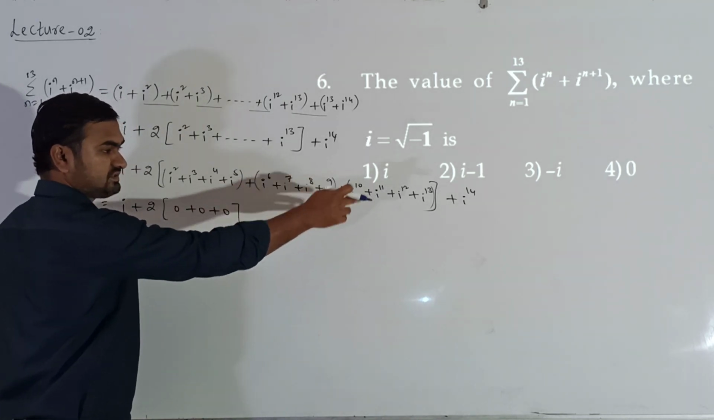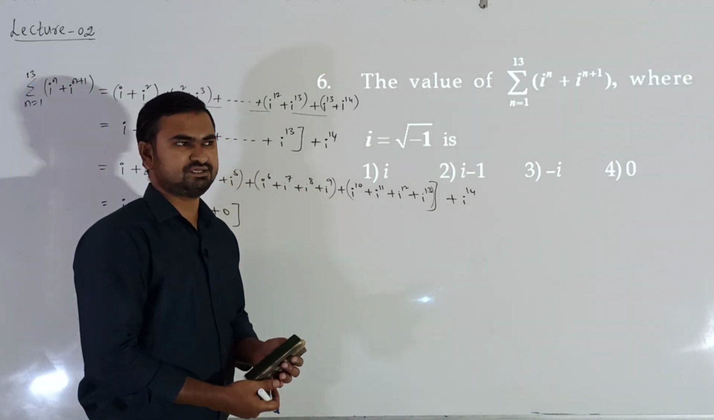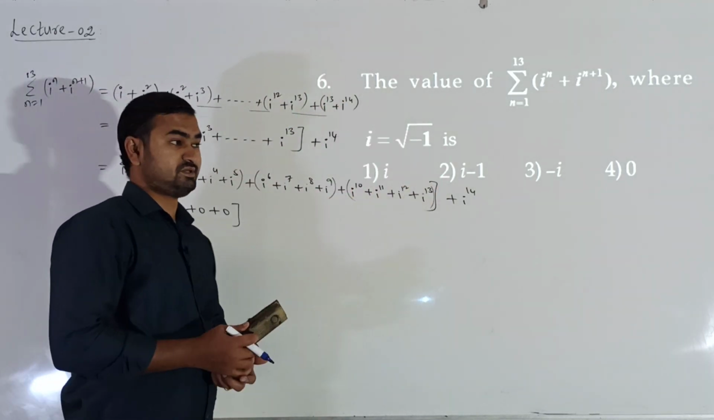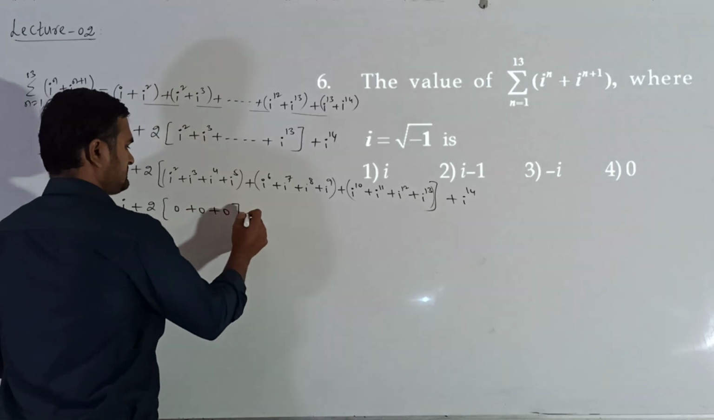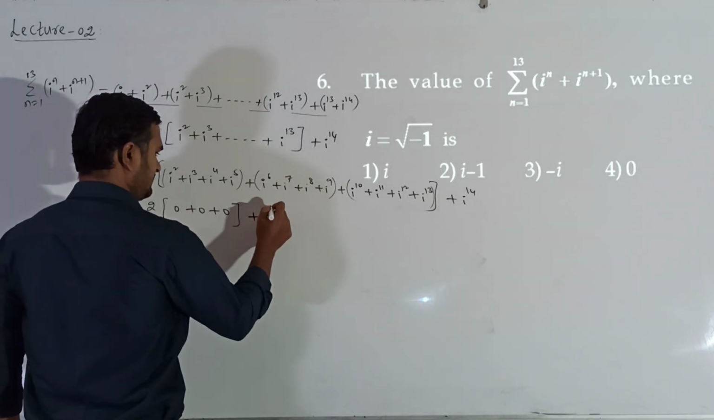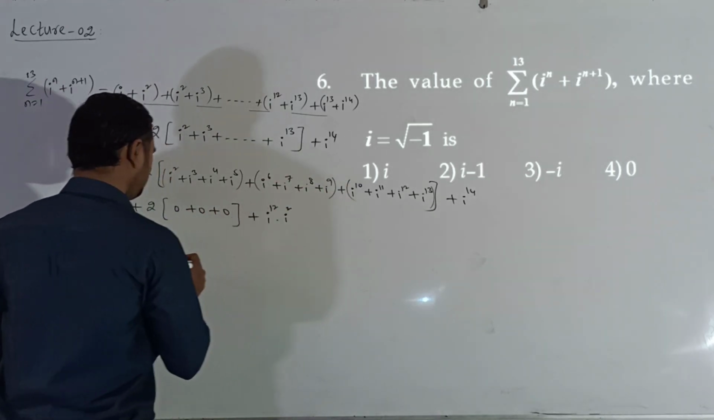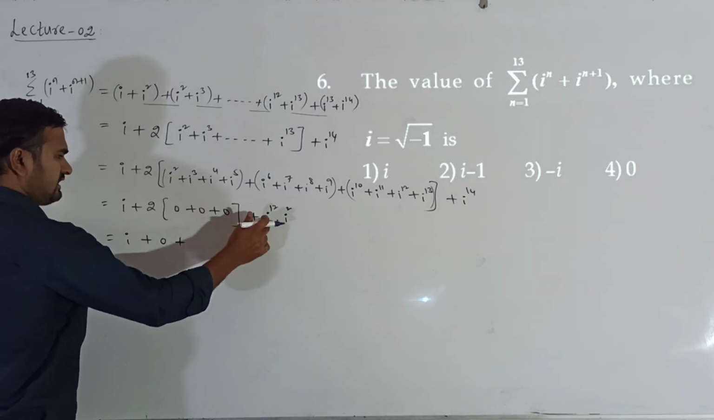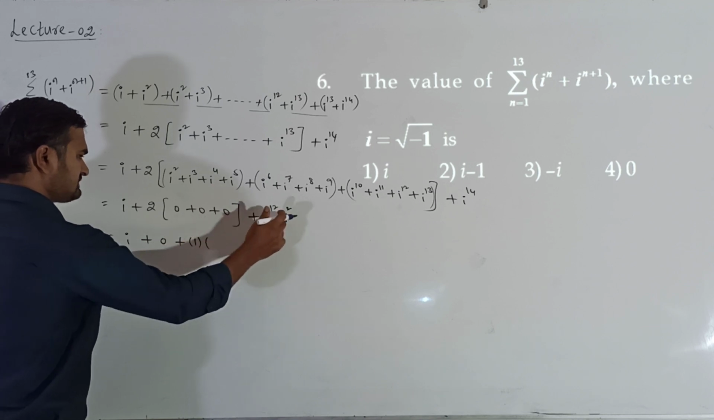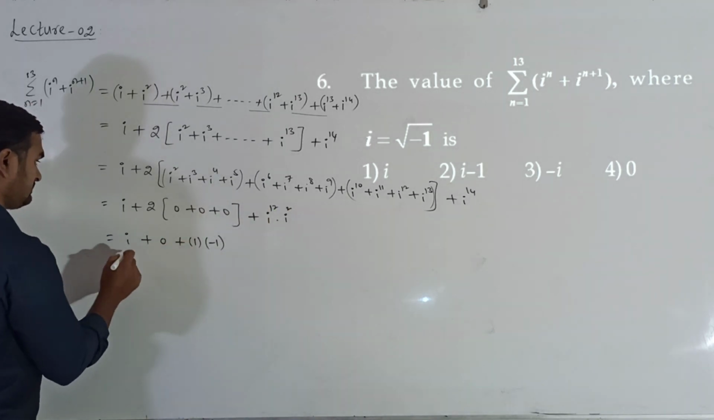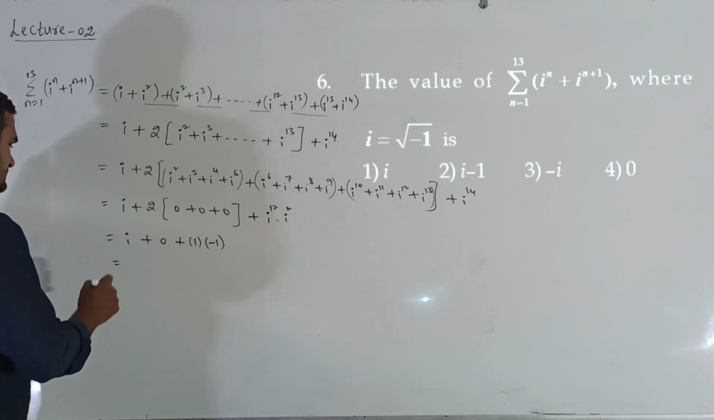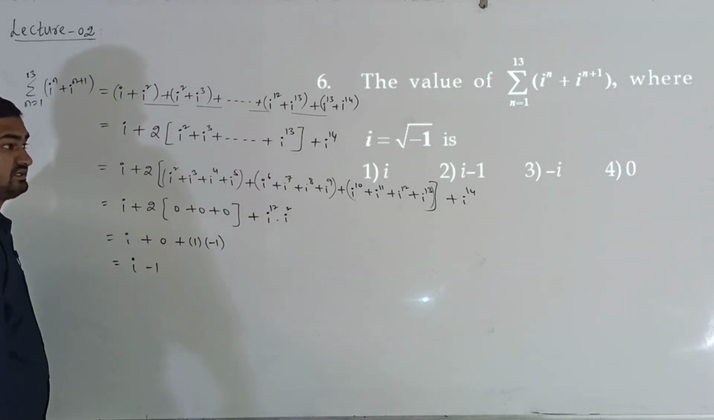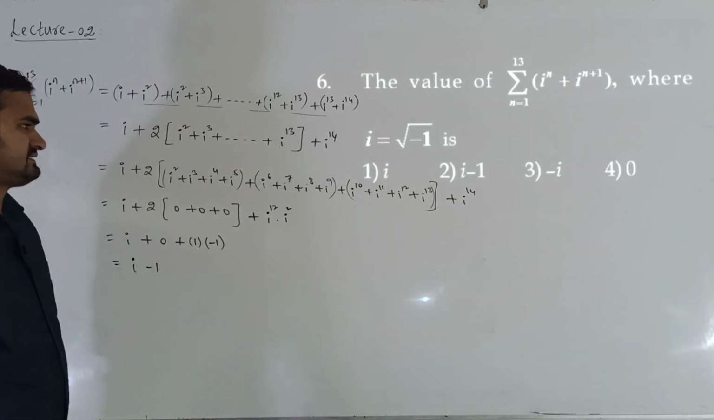Since we have finite number of terms, I am writing all the terms. Otherwise, just by observation, we can write the summation. Plus i power 14, I can write as i power 12 into i square. So this is i plus 0. i power 12 is 1, i square is minus 1. So 1 into minus 1 is minus 1. So the required answer is i minus 1.